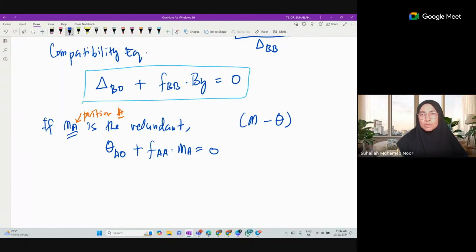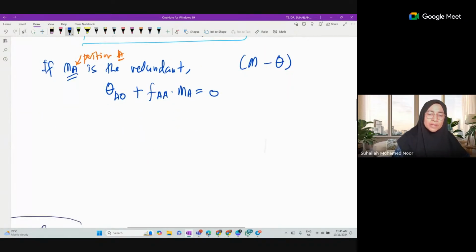So the same goes for any type of question. Maybe the position of the redundant will be changed. Maybe there will be a question where C is the position, D can be the position, E can be the position. So of course there will be one standard form of compatibility equation. So now we will change to the standard form of compatibility equation.